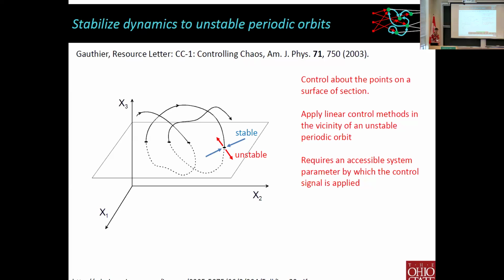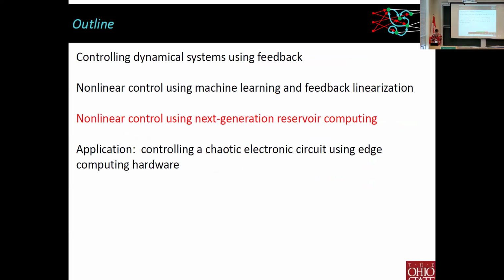But I can try to target this for control. And if the trajectory is in a neighborhood of this point, I can actually use linear control techniques in the neighborhood of that point. As long as I learn these unstable and stable directions, I can, let's say, kick it if it was going in an unstable direction onto a stable direction, and that will naturally go to the point. So linear control techniques can work well, but in a neighborhood of one of these unstable periodic orbits. And of course, it requires some kind of accessible system parameter. That is a knob that I can perturb. We need that for any type of feedback controller.